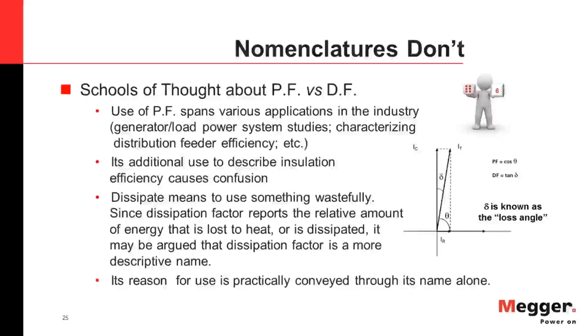Meanwhile, dissipate means to use something wastefully. Since dissipation factor reports the relative amount of energy that's lost to heat or is dissipated, it could be argued that dissipation factor is a more descriptive name. Its reason for use is practically conveyed to its name alone. And if you remember that dissipation factor is the tangent of the angle delta, the angle delta, by the way, is known as the loss angle.